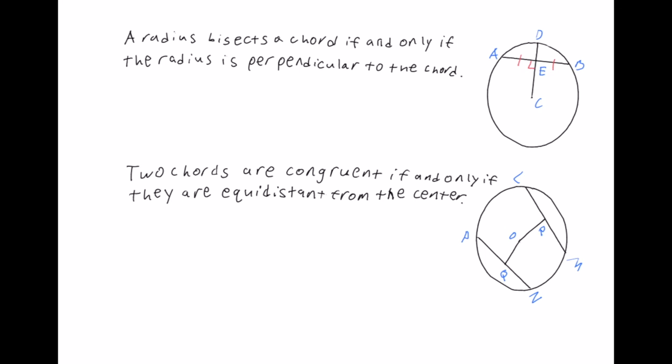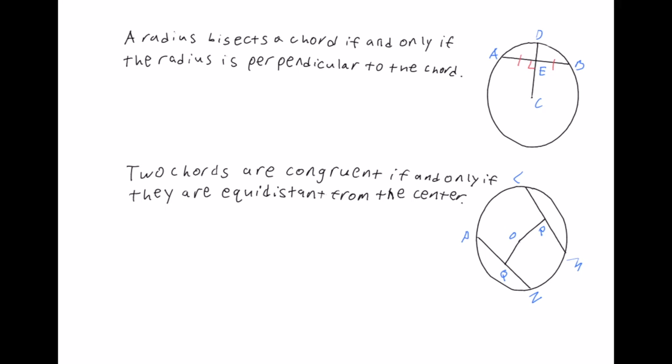Then the second theorem. Two chords are congruent if and only if they are equidistant from the center. So what you do with that is, again, if and only if, so it works both ways. So if two chords are congruent, then they're equidistant from the center, or if two chords are equidistant from the center, then they are congruent. Works both ways.